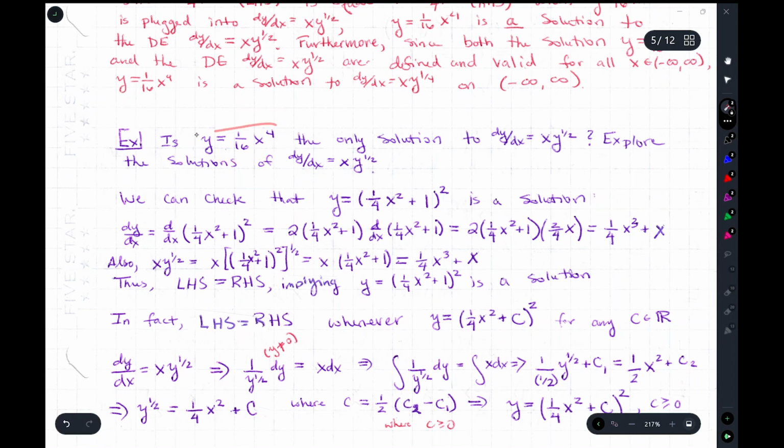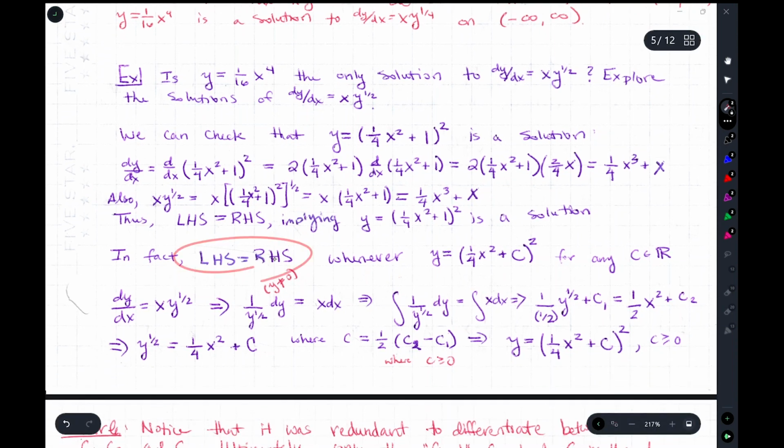Okay, let's look at another example. Is y equals 1/16 x to the fourth the only solution to dy/dx? Okay, so we just found one. We can check that this is also a solution. y is equal to (1/4 x squared plus 1) squared. Okay, and we do that the same exact way. If we plug in y from the left-hand side, we get that expression. We plug in y on the right-hand side, and we get that expression. They're both equal. Okay, so that is a solution.